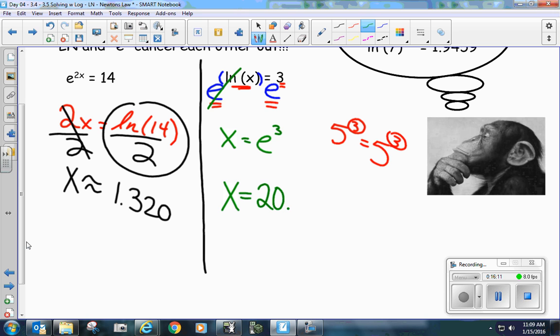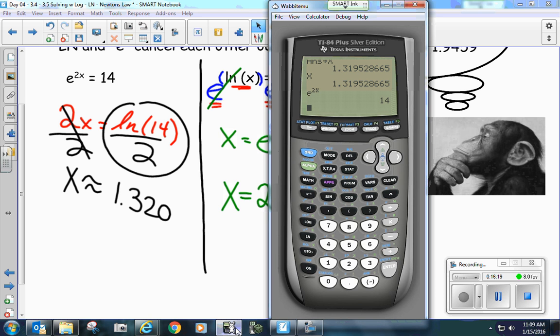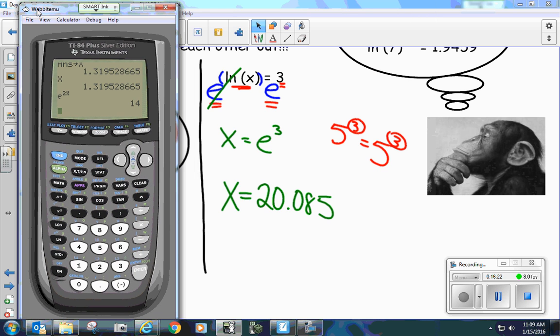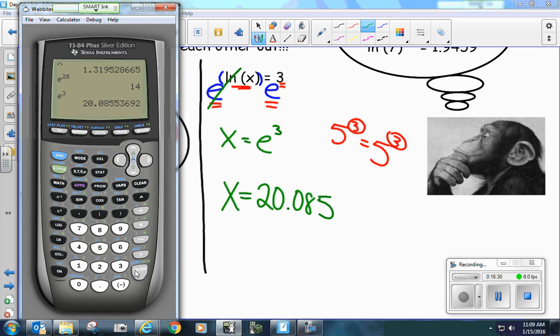Well, give me 3 decimal places. Okay, 20.085. Let's check that. We have e to the third, 20.0826. That's fine, because if I want to check this in the original equation, right?